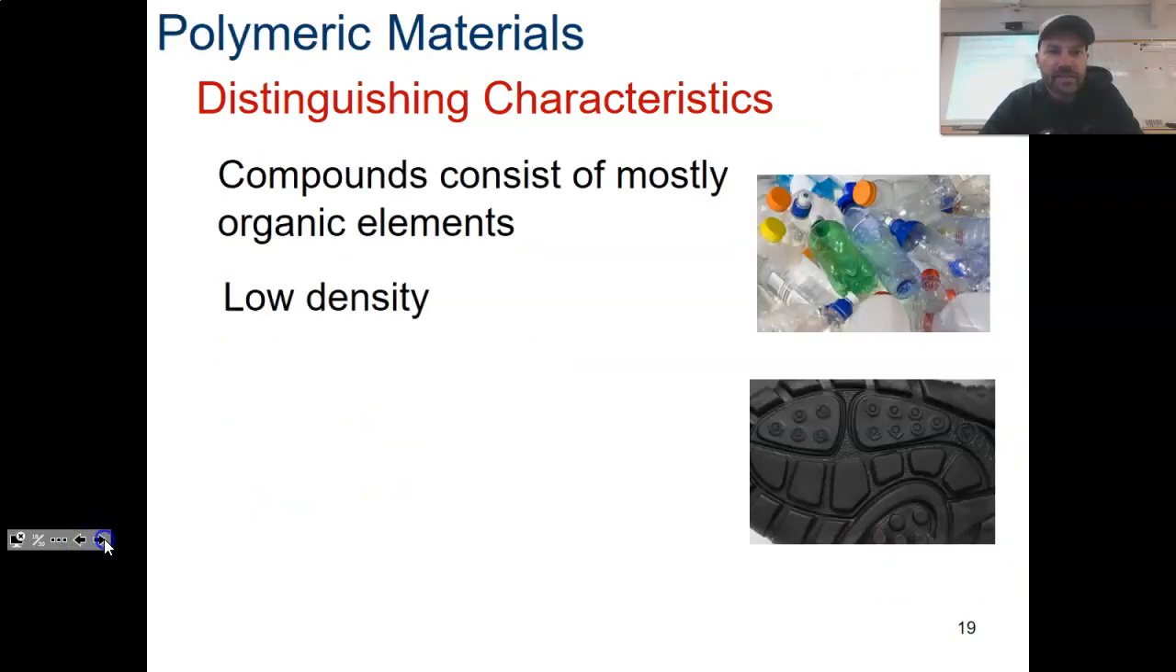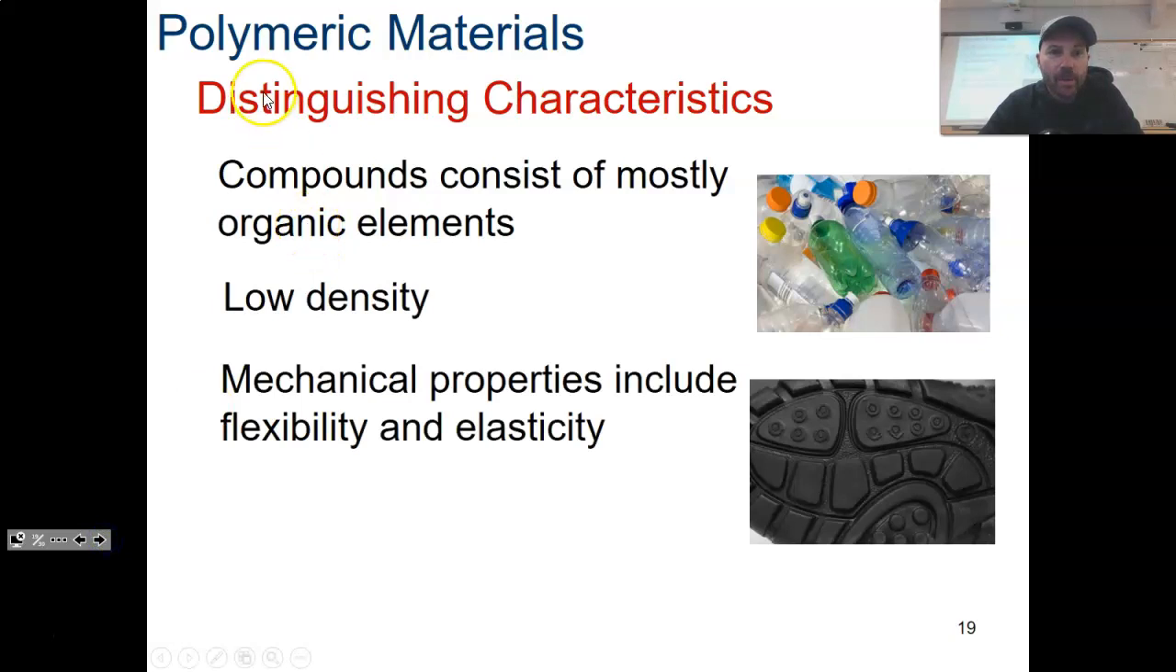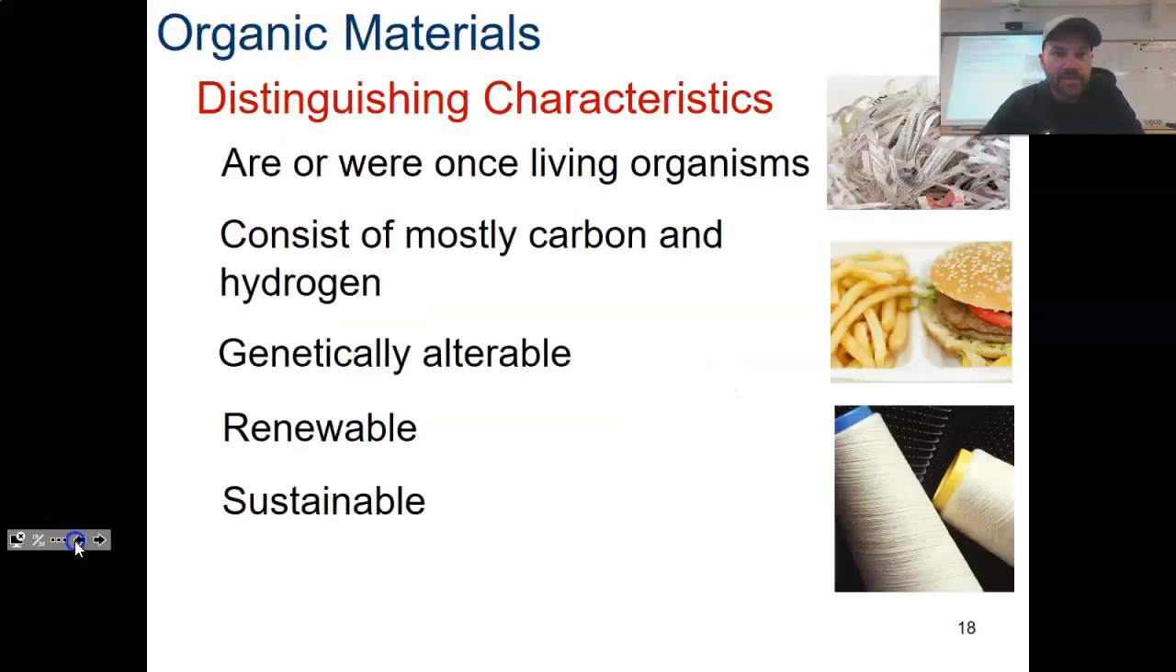Distinguishing characteristics: they're mostly organic elements. Oh, these are polymers, so plastics. Let me go back to organics here. Paper, we mentioned that before. Food. And then cotton, silk, different materials that we can farm.